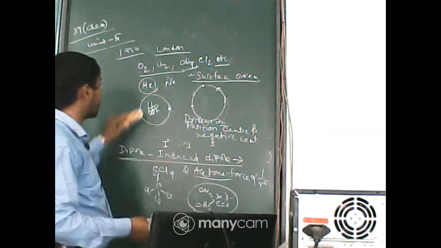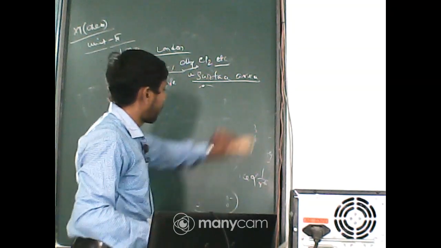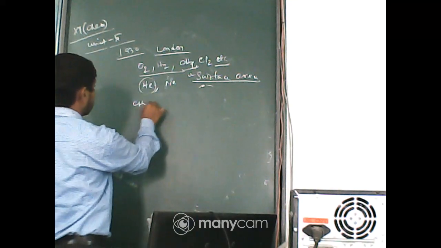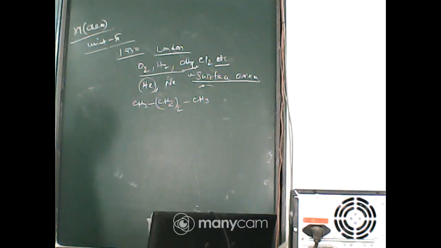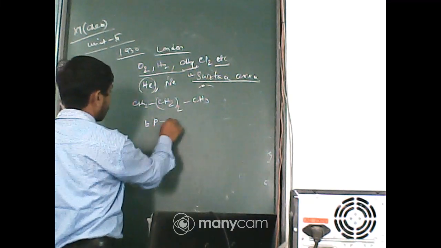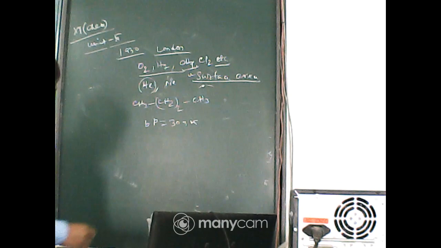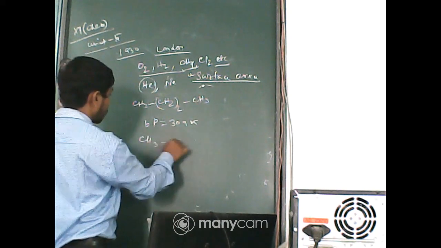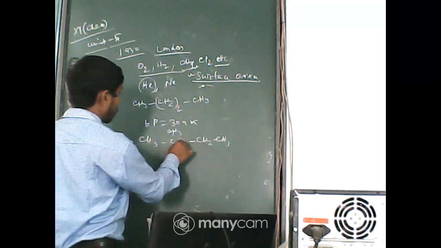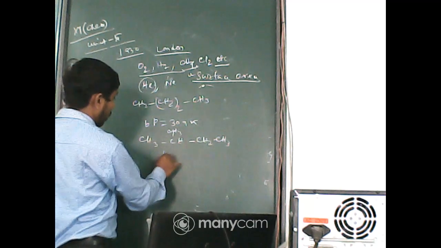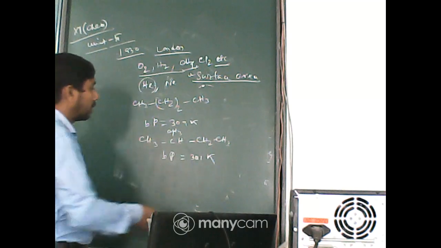Now, just see the examples. n-pentane has a boiling point of about 309 K, whereas in case of isopentane, the boiling point is about 301 K. Maybe it is a very small difference, but it goes further.